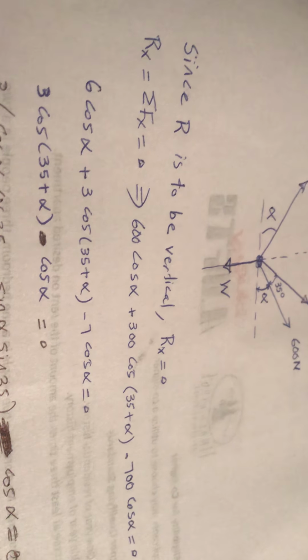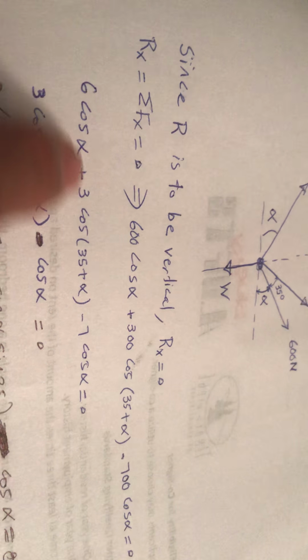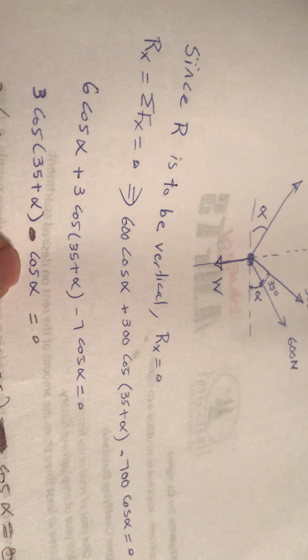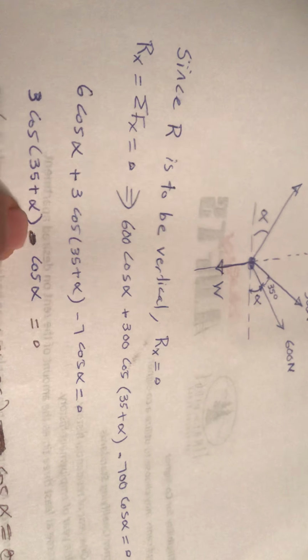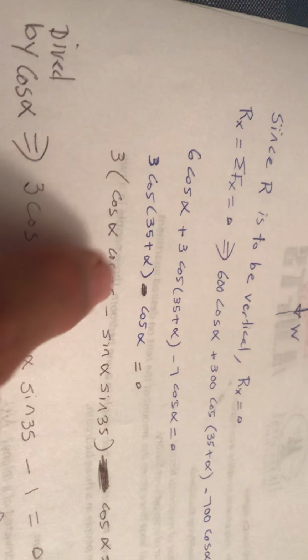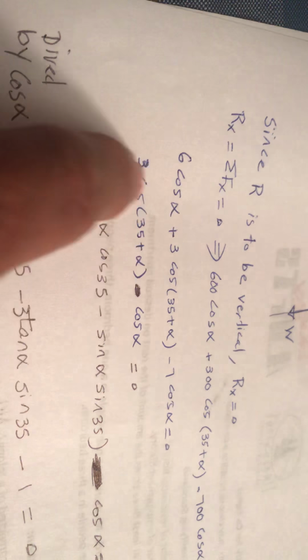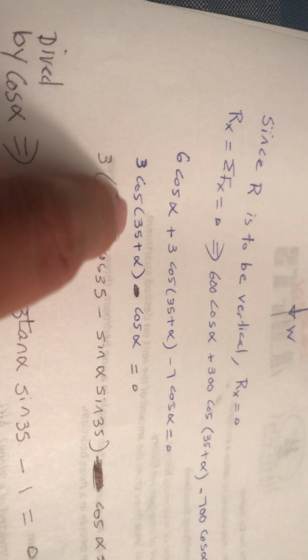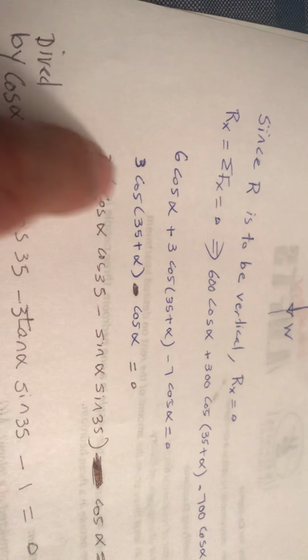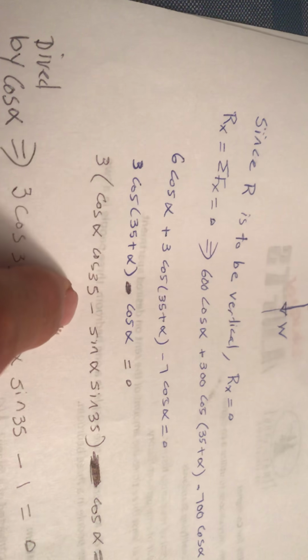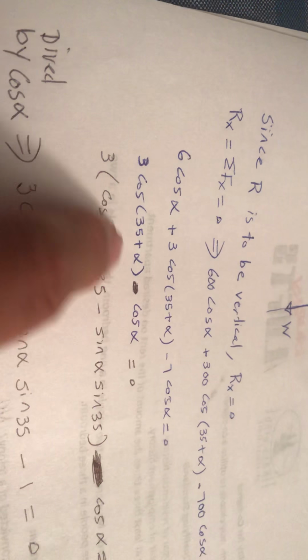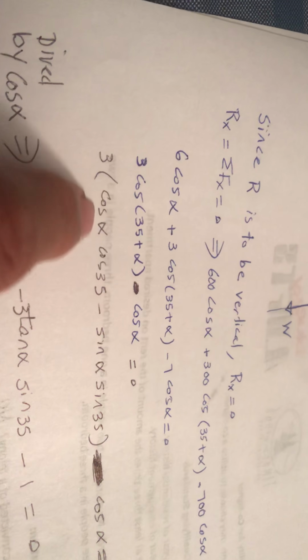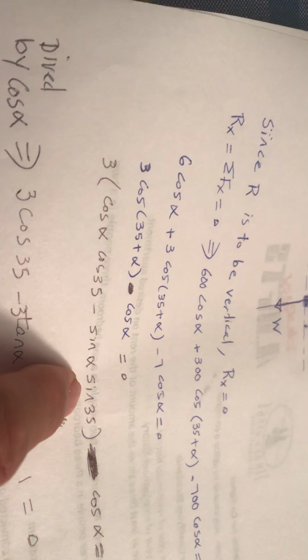So 6 cosine alpha minus 7 cosine alpha is minus cosine alpha, and we put this 3 cosine of 35 plus alpha. Now, you have to open this. If you go to calculus or pre-calculus, cosine of the angle 35 plus alpha is cosine alpha cosine 35 minus sine alpha sine 35. This is by definition. This is times 3, minus cosine alpha equal to 0.